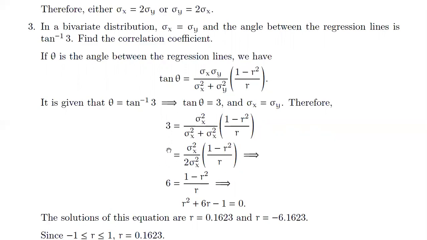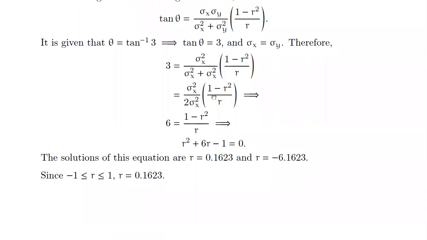So I get 3 equal to this term. Now here in these two terms, sigma square x and sigma square x will cancel. This 3 is present here. So 3 into this 2, it will be 6. Here sigma square x is cancelled. 2 is already taken to the LHS. So what's remaining here now is 1 minus r square by r. So now rewrite this equation. So I get an equation of the form r square plus 6r minus 1 equal to 0.